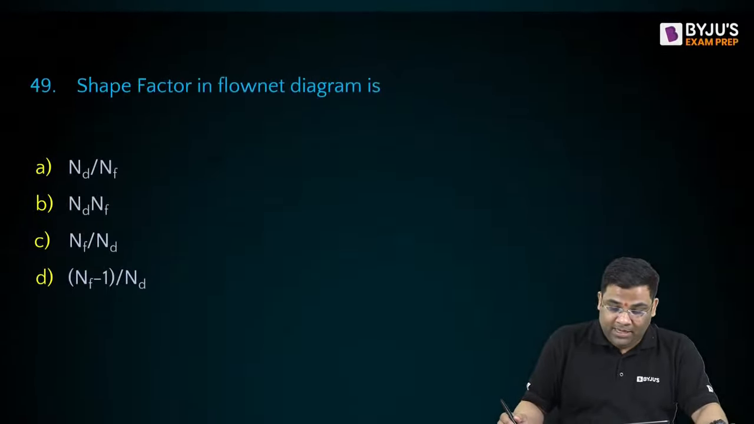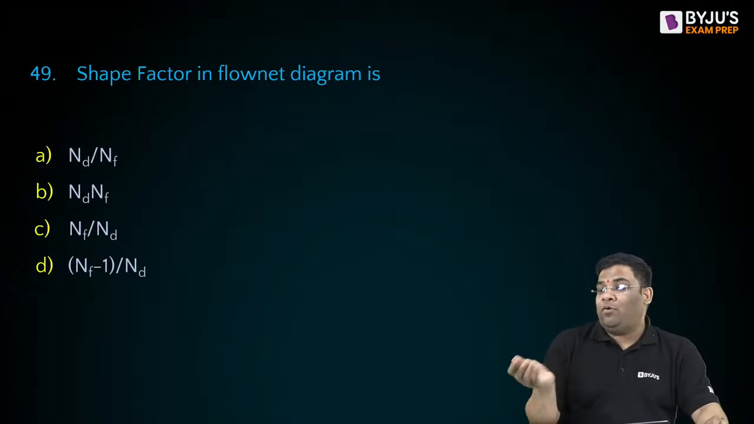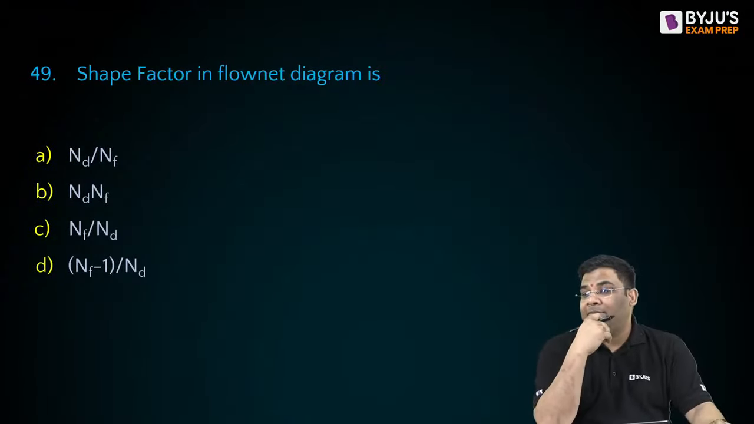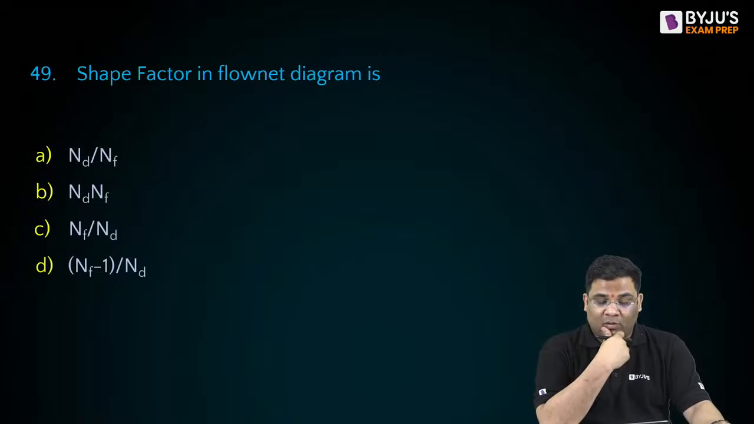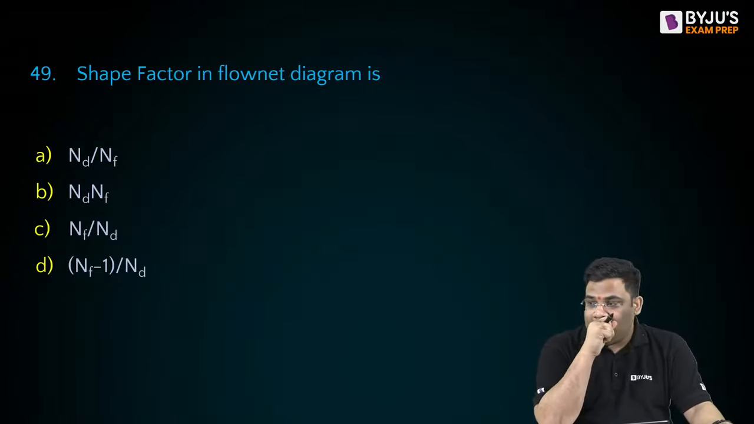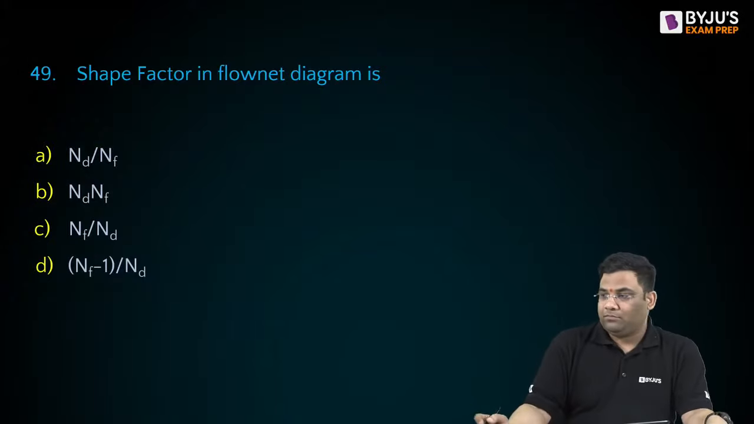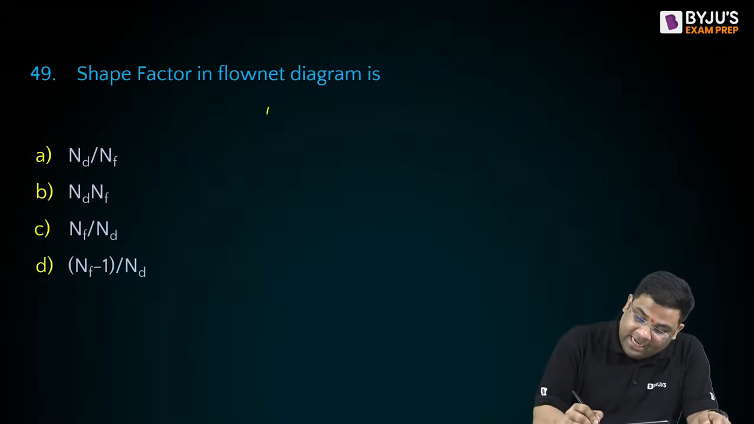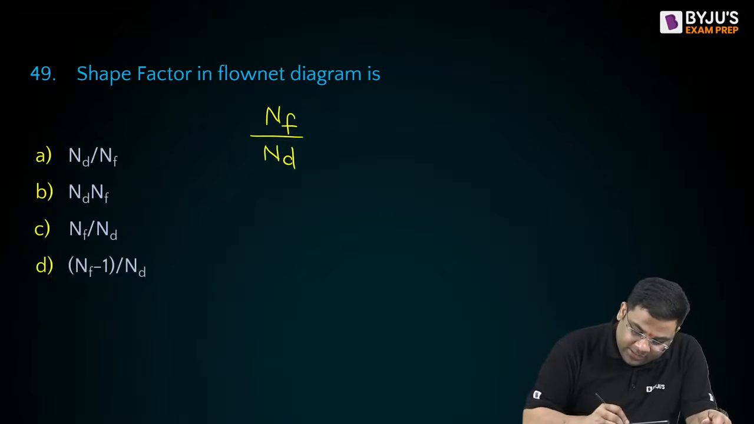Next question. Safety factor for flow net is what? I told you just some time before. Safety factor in a flow net diagram is what? Tell me. Very straightforward question. See, it is NF by ND. NF by ND is the safety factor.